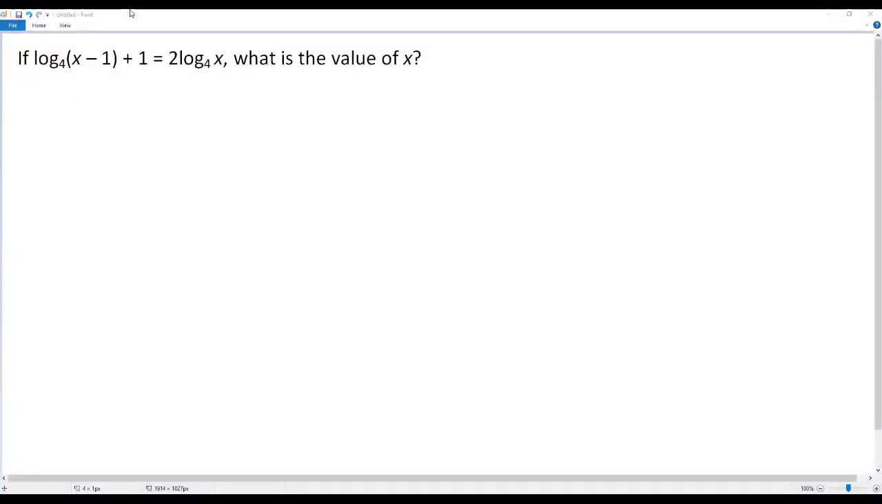Here we have a pre-calculus problem. Okay, let's go to the question. If log base 4 of (x - 1) + 1 equals 2 times log base 4 of x, what is the value of x? Okay, in the given logarithmic equation, we have to solve for the variable x.